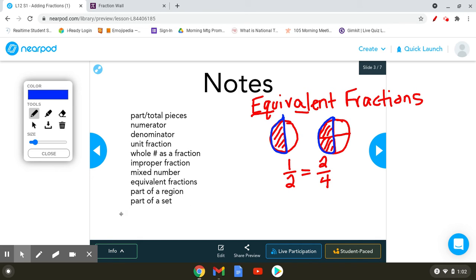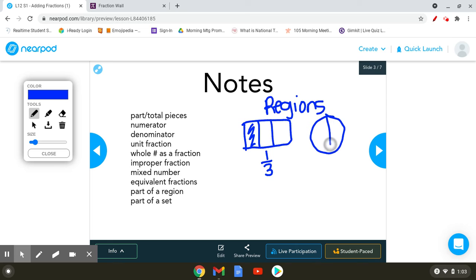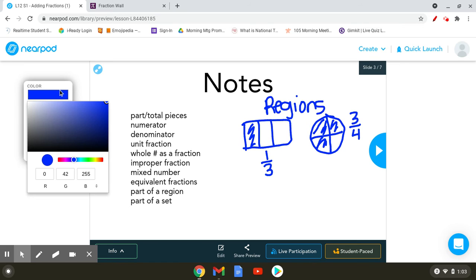So now let's talk about the last 2 parts, part of a region and part of a set. So if I wanted to model regions, regions are when you take something and you break it up into pieces. So examples would be like, if I have this rectangle, I break it into thirds and I shade in 1/3. Maybe I have a circle and I break it up into fourths and I shade in 3/4. So a region is when you are taking a shape and you are cutting it into equal parts and then shading. A set is a little bit different.